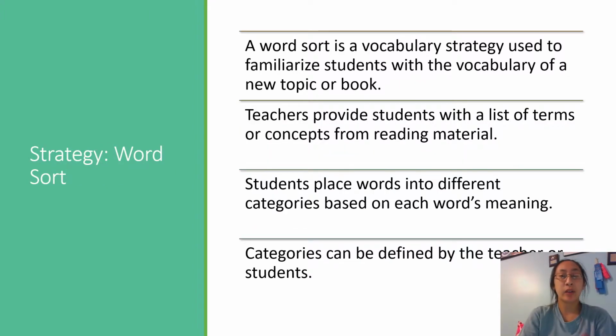So the vocabulary strategy that I chose is called word sort. A word sort is a vocabulary strategy that is used to familiarize students with the vocabulary of a new topic or a book. The steps of the word sort is teachers provide students with a list of terms or concepts from reading materials. Students then place words into different categories based on each word's meaning. Categories can be defined by the teacher or by the students.